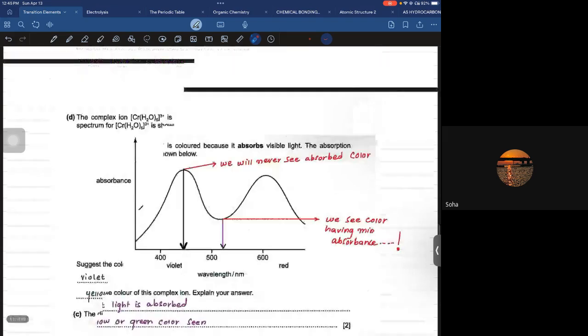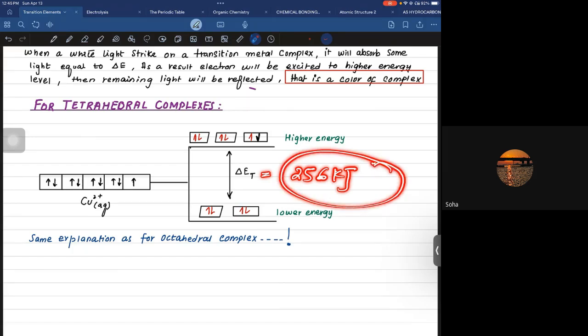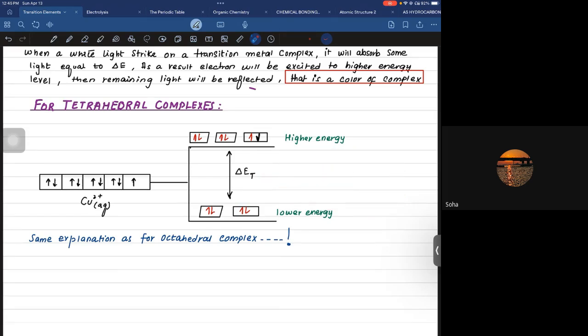I told you about this diagram in which you can see the delta E value. Let's suppose its value is 256 kilojoules. It would be absorbing that color whose energy is equal to this. Like, I can't say that it is going to absorb every color. No, it's going to absorb a specific color which matches this delta E value.